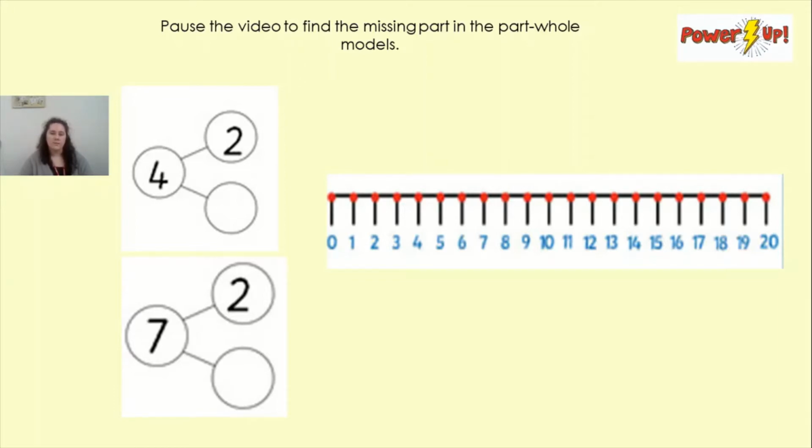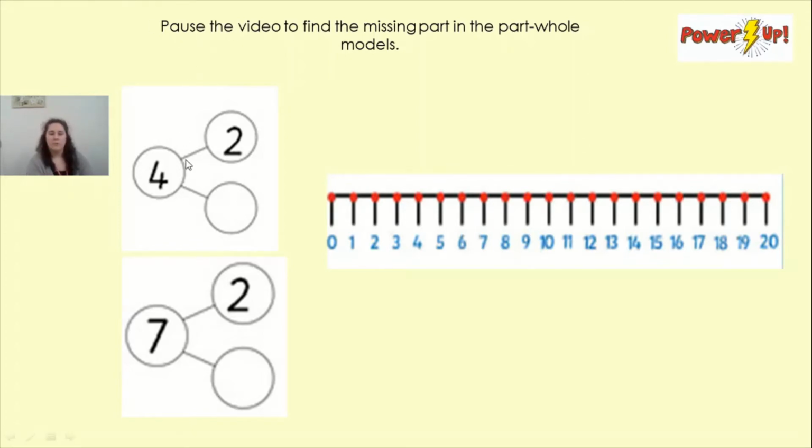What I would like you to do is either use the objects in your house or the number line on screen to see if you can find what the missing parts here are. Pause the video now and have a go. Have you done that? Super. Let's quickly go through those answers together.